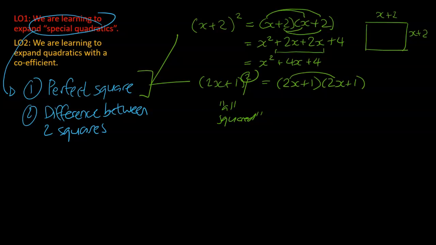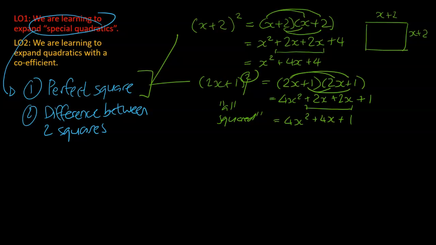So we've got 2x times 2x, well, that's going to be 4x squared. And then we've got 2x times 1, plus 2x. 1 times 2x, there's another 2x. And finally, 1 times 1, and there's our final one. And same thing again, those x terms in the middle are the exact same. And then we've got 4x squared plus 4x plus 1.